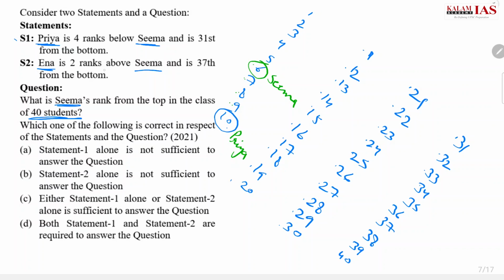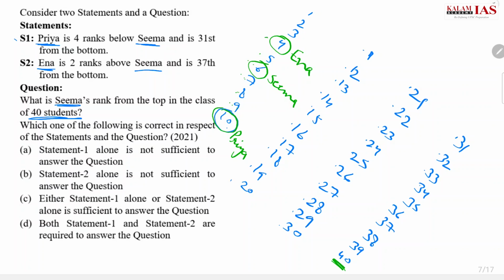Anna is 2 ranks above Seema. So Anna's rank will be 4. Anna. And is 37th from the bottom. This was 31st, then 32nd, 33, 34, 35, 36, 37. So now we know the exact ranks of Anna, Seema and Priya out of a class of 40 students.